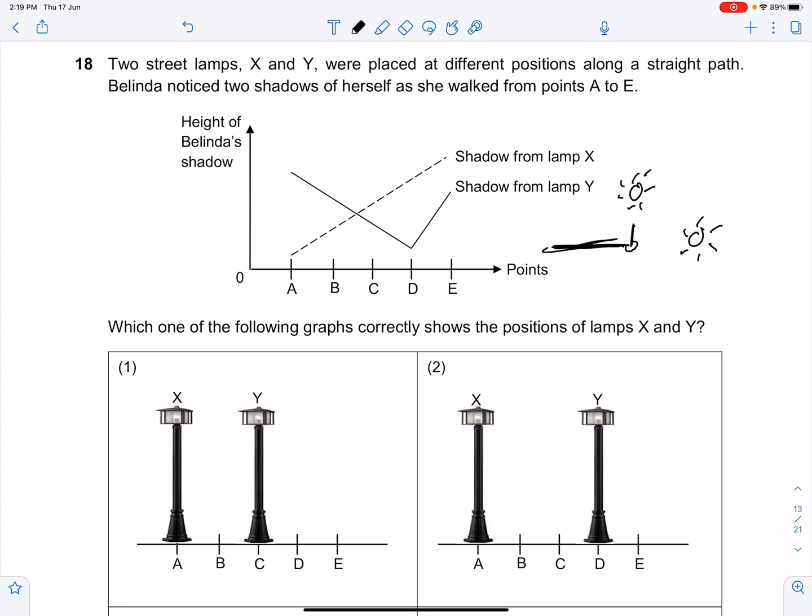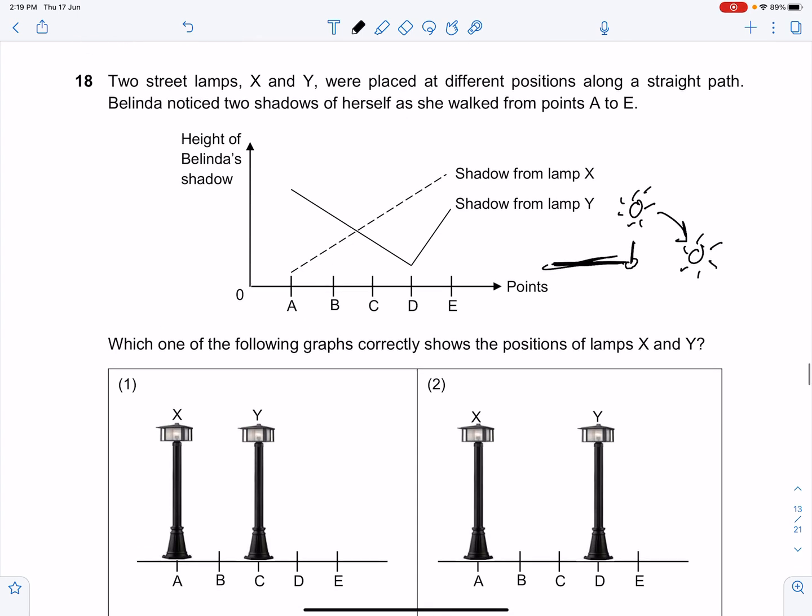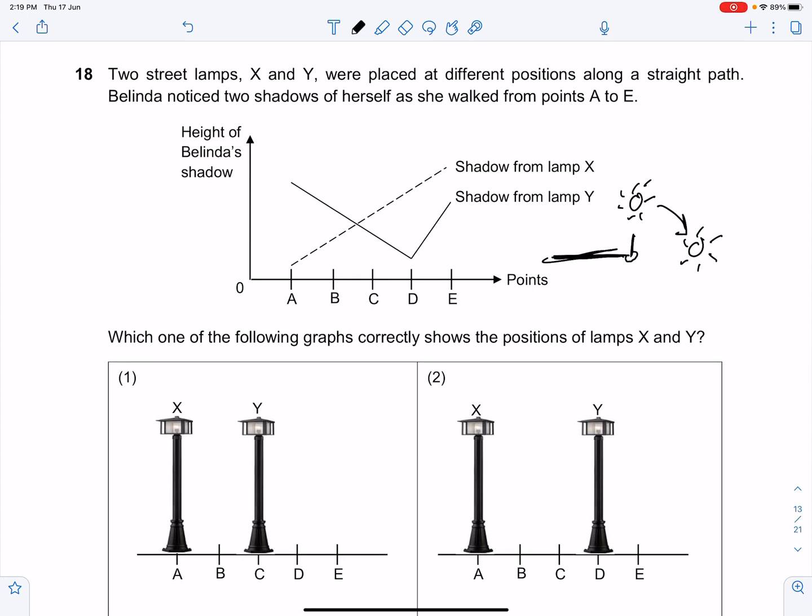So in a way you can say that the lamp is the sun, and when Belinda walks, she's actually changing the position of the sun relative to her position. When she's near the lamppost, her shadow should be the shortest, because the lamppost is directly near her. So if she's here and the lamppost is here, her shadow should be the shortest. And if she's walking further away, the lamppost position changes, as if the sun is very low. So as she walks further away from the lamppost, her shadow should increase.